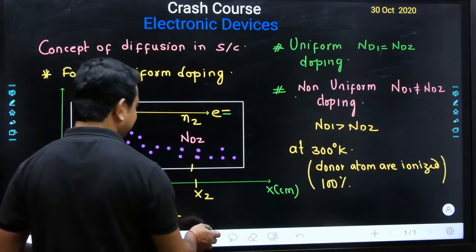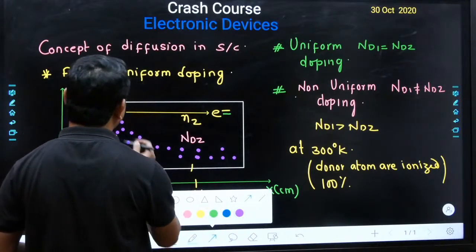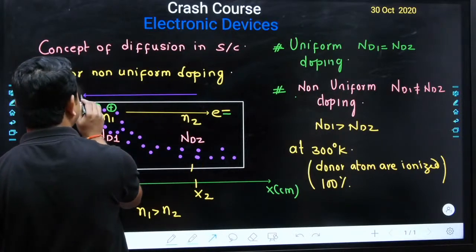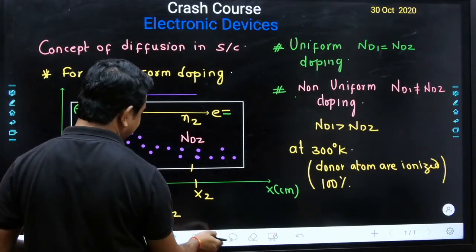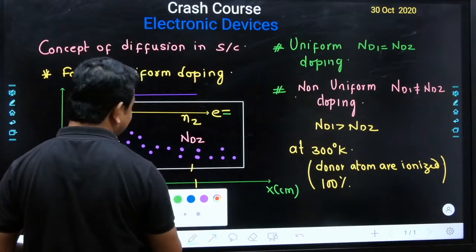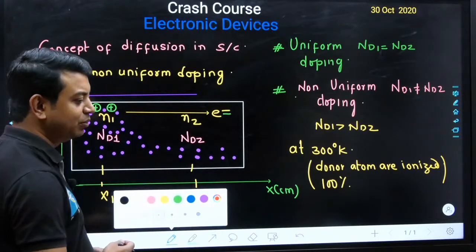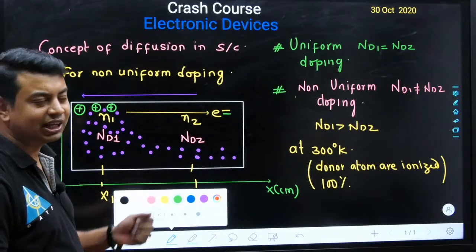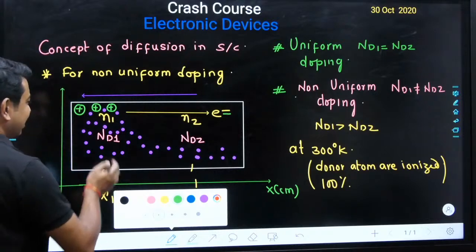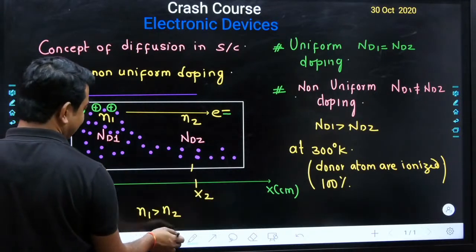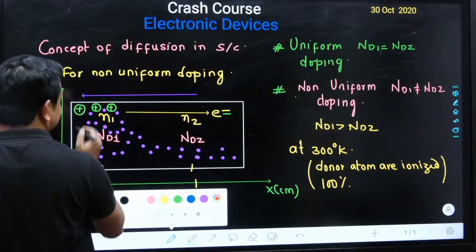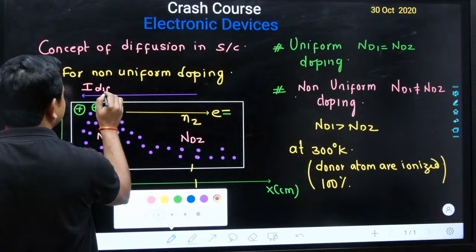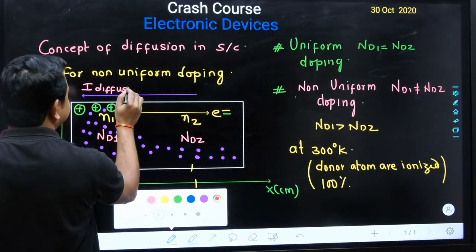What will be the direction of current? The conventional direction of current is always opposite to the direction of movement of electrons. So, definitely we have a current in the opposite direction. If the electrons are moving in the positive x direction, we have the current in the negative x direction. This current is called diffusion current. I write here, this is known as I diffusion.